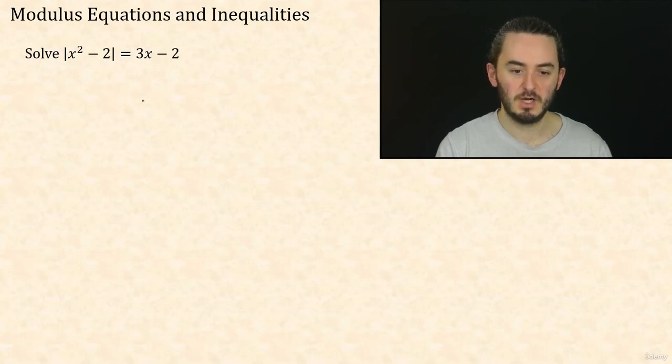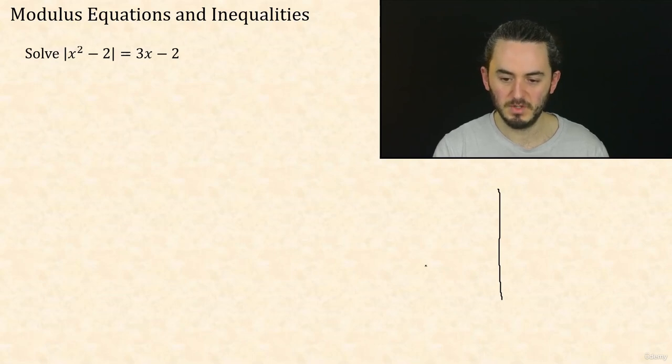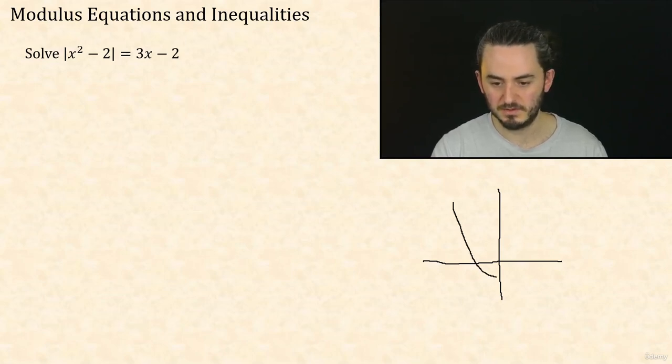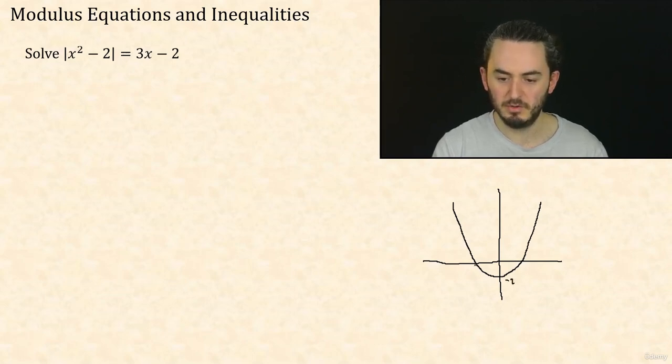Well, I'm going to try to graph both of these on the same axes and see where their intersections are. So let's graph our modulus of x squared minus 2 first. So a quick rough sketch. What would x squared minus 2 look like? Well, it would just be the x squared graph shifted down by 2. So that would look like this. Okay, and the y-intercept down here would be minus 2, and the roots would be when x squared minus 2 equals 0, which is when x squared is 2, and that's when x is plus or minus root 2. So we've got roots of plus or minus root 2, should we need them.